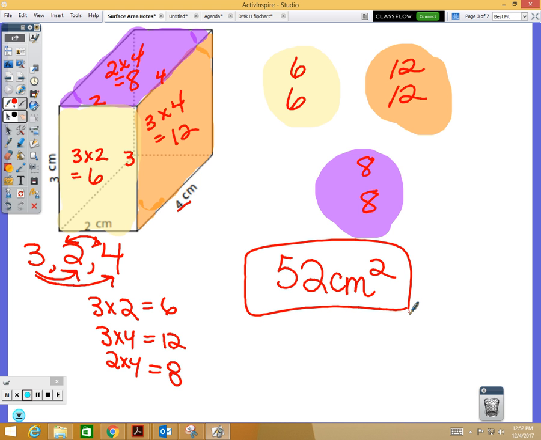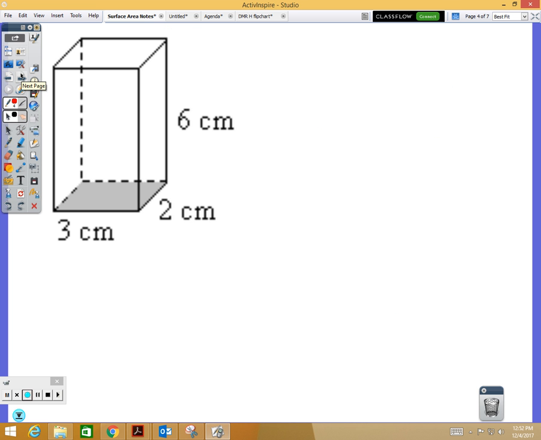This next picture I don't have colored in. So we're going to use our shortcut. Because again, it doesn't matter which side is really which. We don't need to find the area specifically of each one of these things. We just need to find the 3 different sizes that we have. So do you see that the numbers are 3, 2, and 6? So let's do 3 times 2.